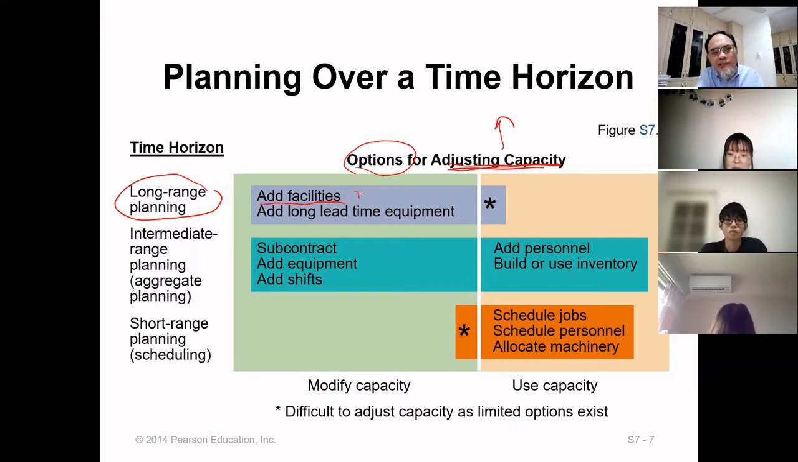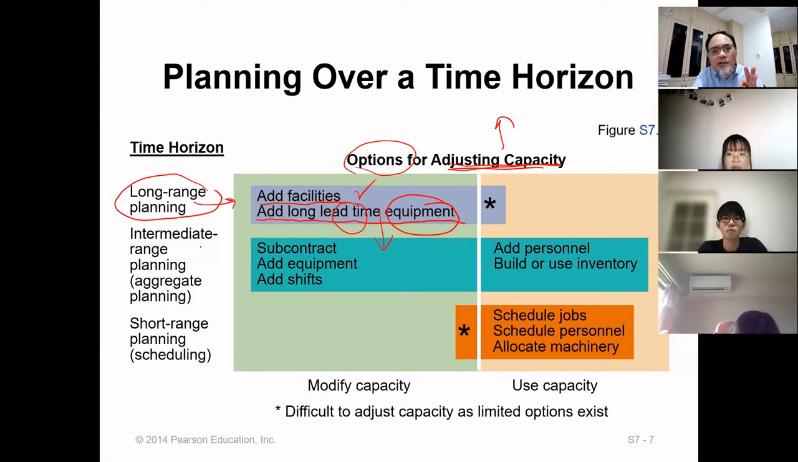So you need to add facilities. You need to add long lead time equipment, meaning there is equipment that requires a much longer time. But today, because of rapid technology, because of digitalization, computer aided design, it's shorter now. Okay, lead time is shorter. It has reduced, but still you need to plan. This is called long term.